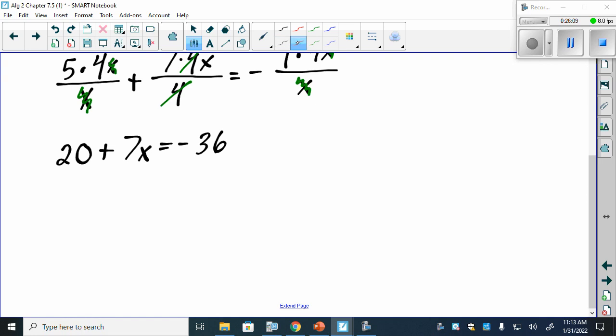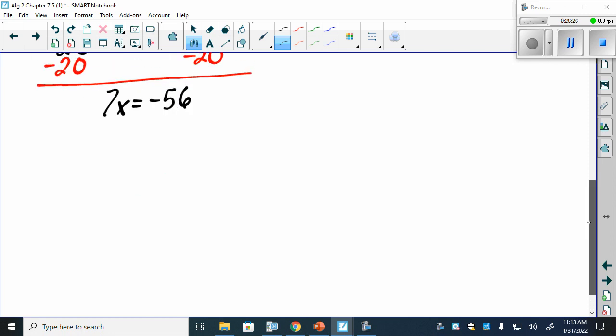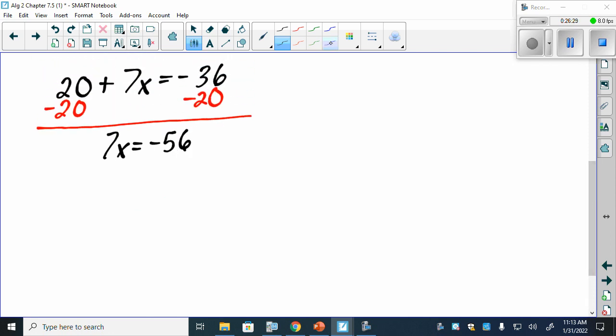Now what would we need to do next? Subtract 20 from both sides, yes. If we subtract 20 from both sides, we're left with 7x is equal to negative 56. And last but not least, we would divide by 7, telling us x is equal to negative 8. And that's it.